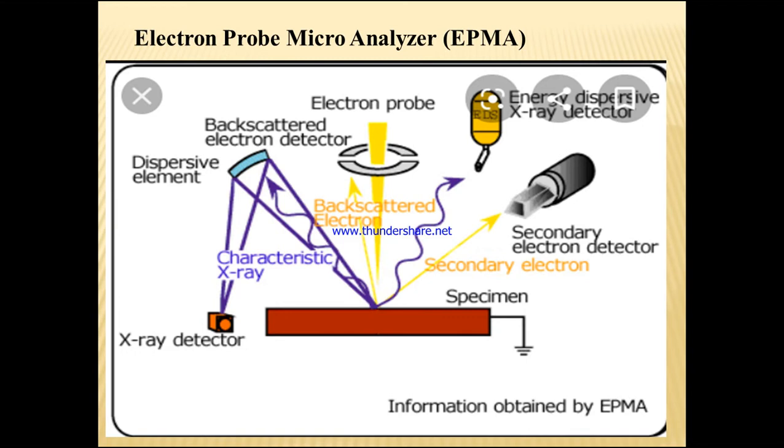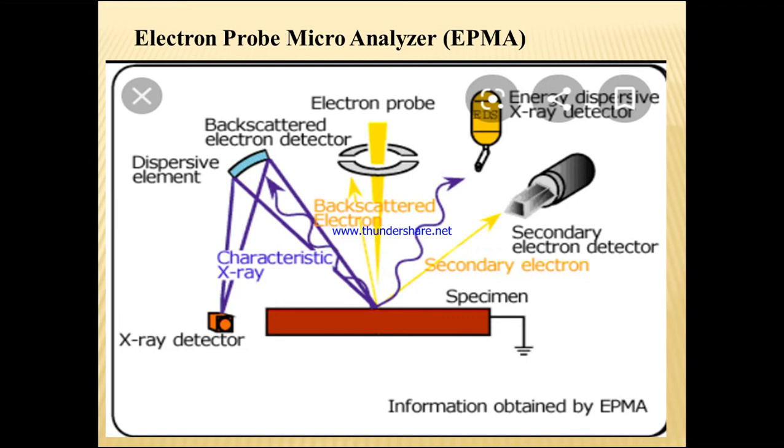These quantized X-rays are characteristic of the elements. The electron microprobe analyzer is considered non-destructive, so it is possible to reanalyze the same material more than one time. Because of that, we can go for analysis of the components more than once. I will explain the working principle very easily. In the figure we can see an electron probe.